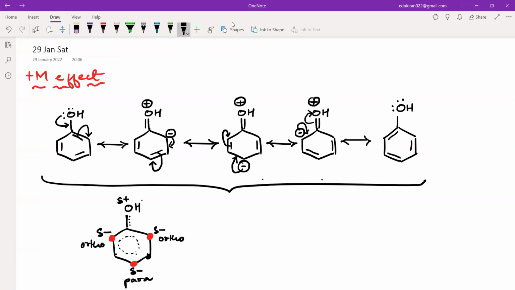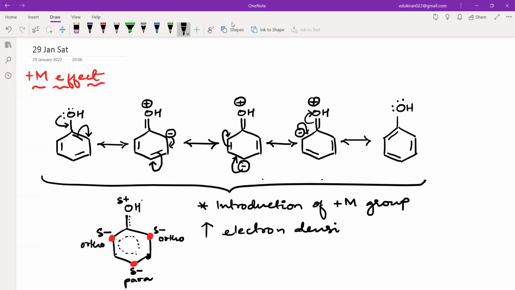This is also ortho. So we can say that the introduction of plus M groups, please write with me: introduction of plus M group increases the electron density at ortho and para positions. At ortho and para positions. Please write this down. Let me know if you're done.